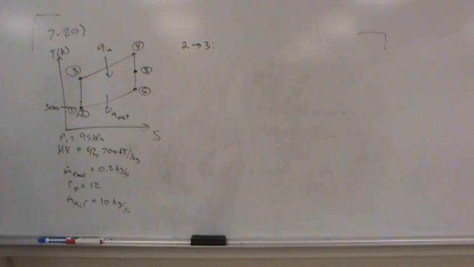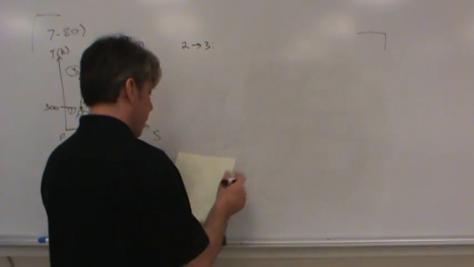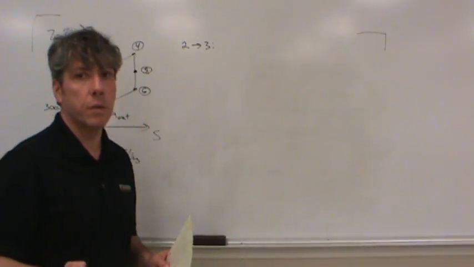Just look at the TS diagram. How are they related? They're isentropic, right? It's a vertical line. And so we should be able to use an isentropic equation. What one should we use?